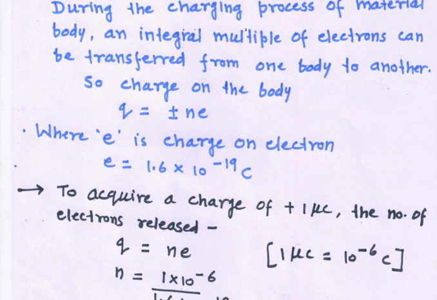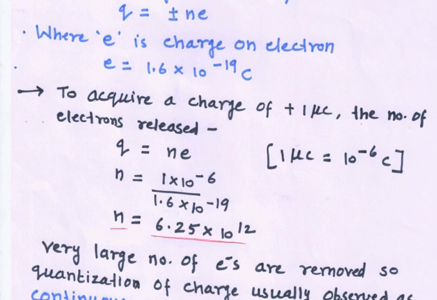So we will use Q equals N times e, where N is the number of electrons. So N will equal the charge we acquire, 1 into 10 raised to minus 6, divided by the electronic charge, 1.6 into 10 raised to minus 19. So the number comes to 6.25 into 10 raised to 12.